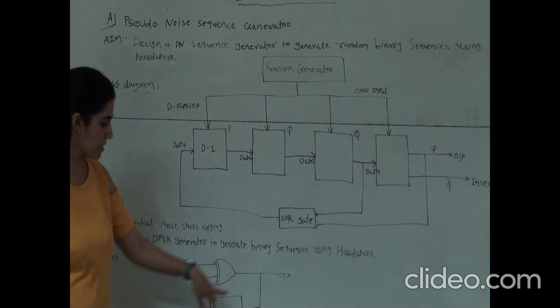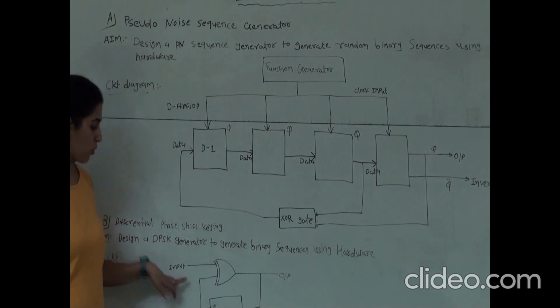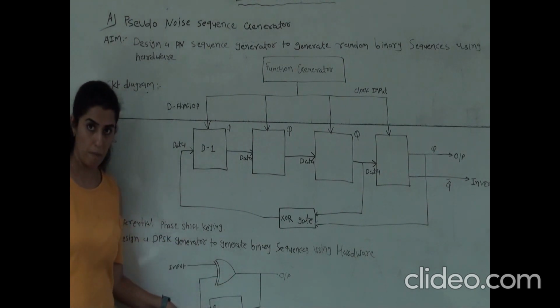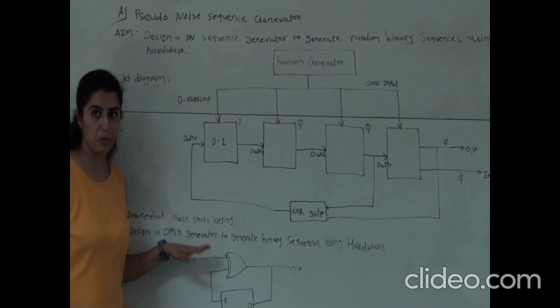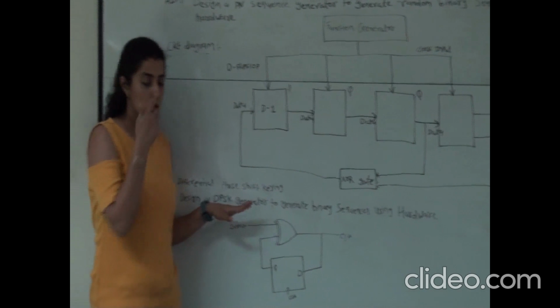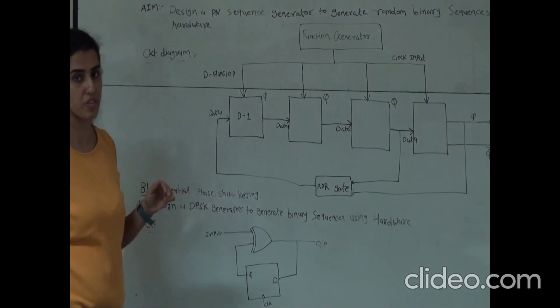So the same output is given after a delay. So this current input is compared with the previous output, and if there is a difference between them, then there is a phase sequence that we get. So this is what is differential phase shift keying.